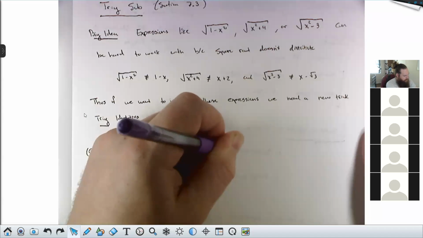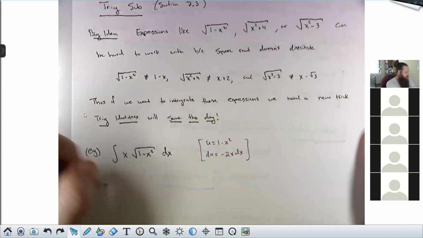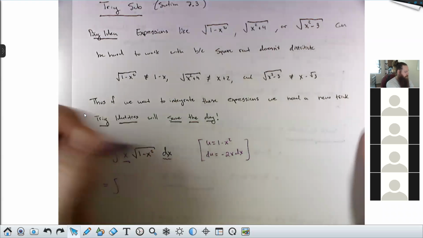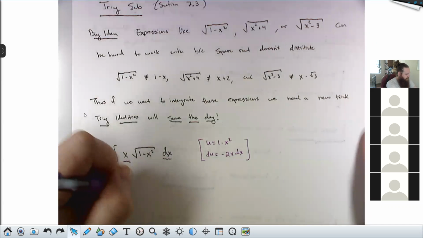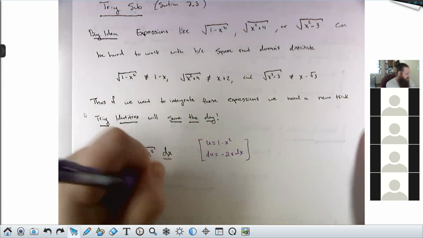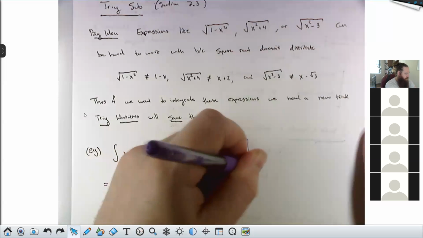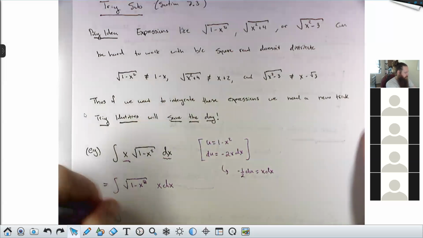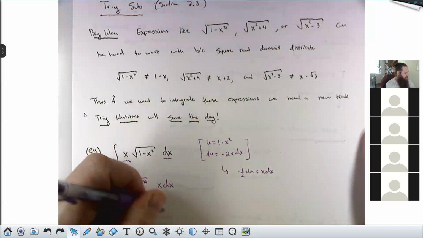du, like we said, is negative 2x dx. And in this integral, here's the x dx. x dx is negative 1/2 du. Maybe I'll even rewrite it like this. So I've got square root of 1 minus x squared times x dx. And I know from this that negative 1/2 du is x dx. So this would become the integral of square root of u times negative 1/2 du.